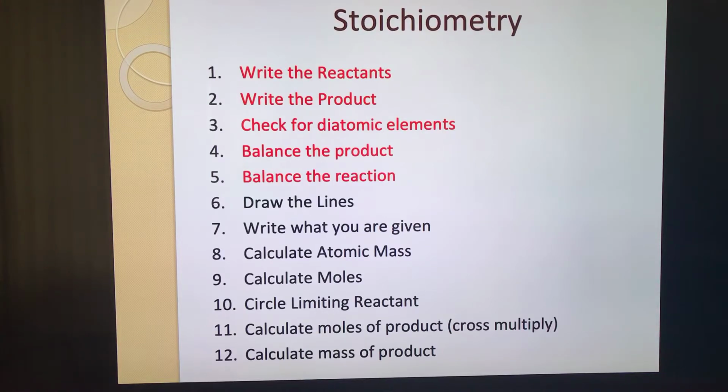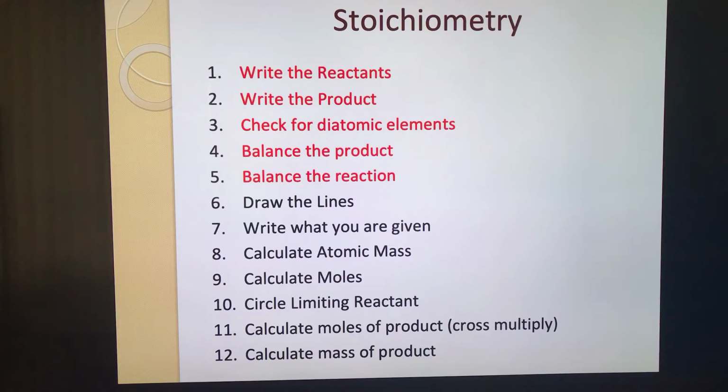All right, those first 5 steps I put in red because those are the steps we already do every time we write a balanced reaction. So those steps are write the reactants, then write the product, check for diatomics, balance the product, and then balance the entire reaction. So those 5 steps we just did in a review problem. All right. Some of these you're going to go, what is he talking about? And you're going to see. So just go along with me for right now.